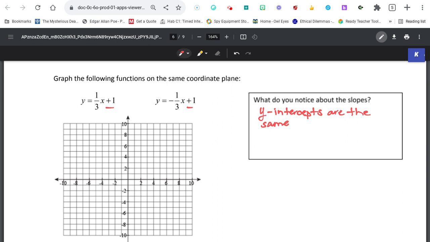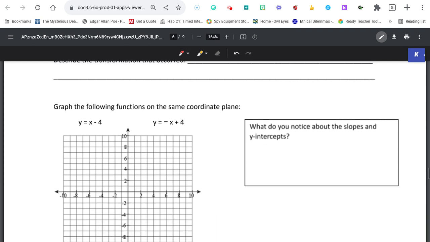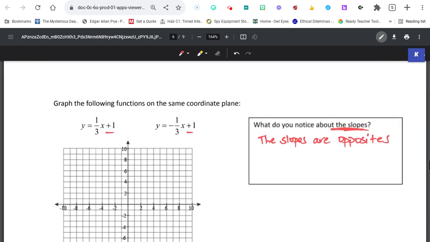So what do I notice about the slopes? And let me go back and take that off because it says slope specifically. The slopes are opposites. Don't put different, they're opposites. One's positive, one's negative. Positive 1/3, negative 1/3. Now, I know the y-intercept is the same, but I only have one example of this, so we'll look at more.